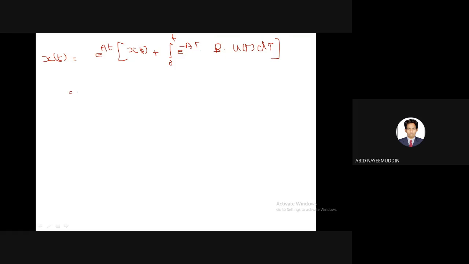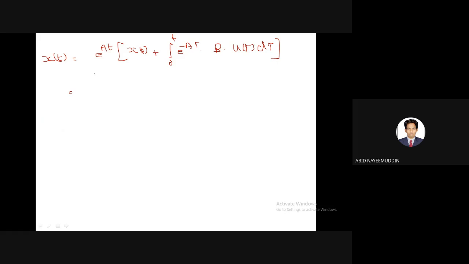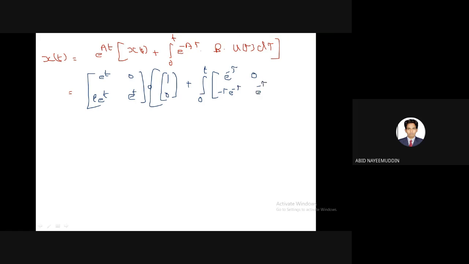What you got is e power at. So you got e power at as e power t, 0 t into e power t, into x of 0, which is 1 0, plus integration of 0 to t, and once again e power minus tau, 0 minus tau into e power minus tau, into b, which is given as 1 1, into 1, d tau.